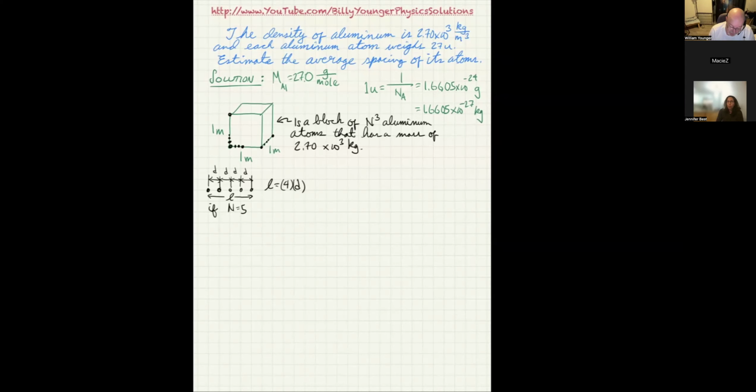Because remember, the lines that I drew vertically to make the measurement are actually going to the dead center of the atom, and then to the dead center of the next atom, and to the dead center of the next atom. So there's no gaps in between the line for a d on the right versus the line for a d on the left. So I think you can see that L would be 4 times d. Does that make sense to you guys?